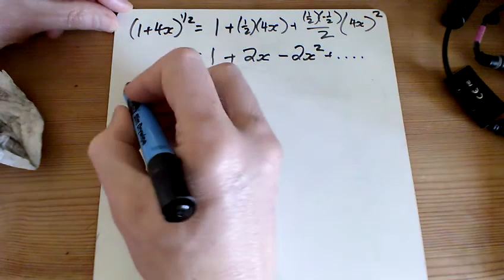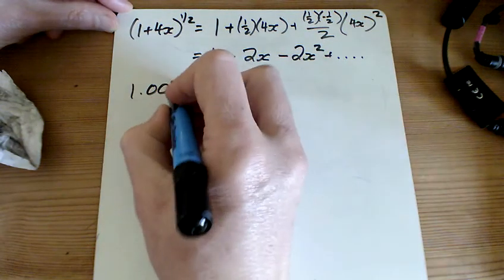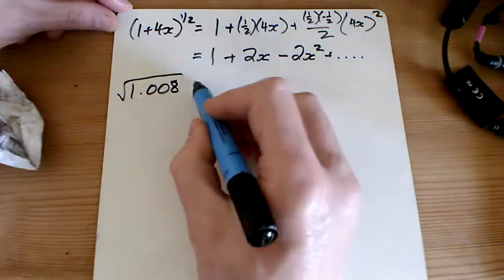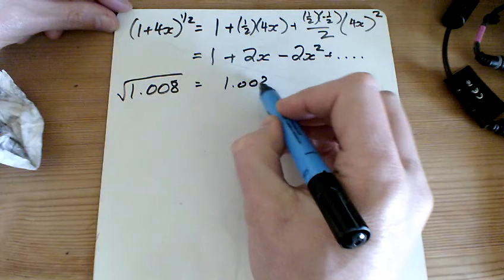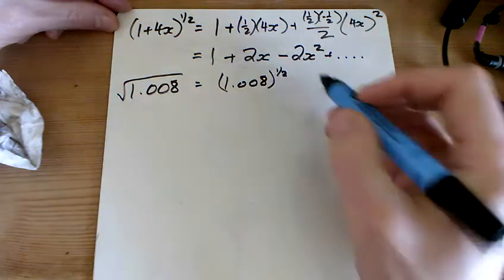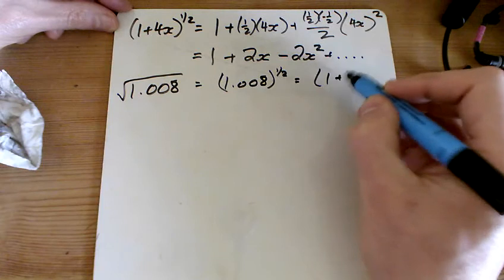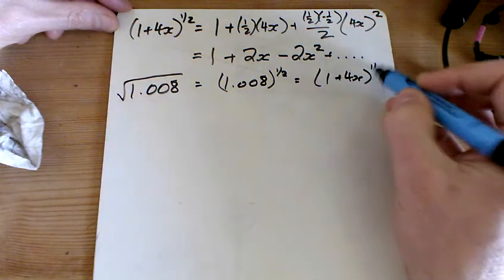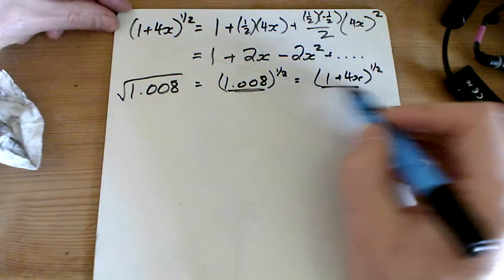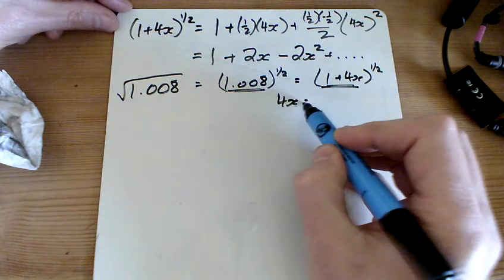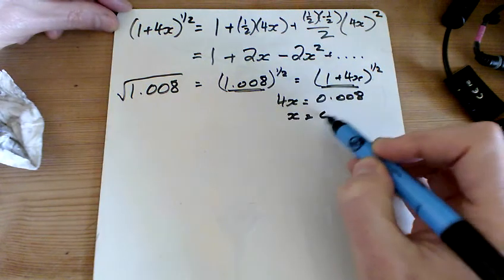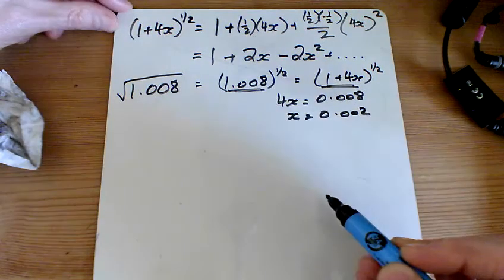What we are asked to do is find the square root of 1.008. And of course the square root of 1.008 is the same as 1.008 to the half. Notice that that's going to be the same as (1 + 4x) to the half. So I'm noticing that this and this are the same. So 4x is going to be 0.008, and that means x is going to be 0.002.